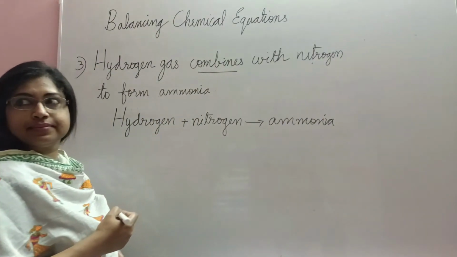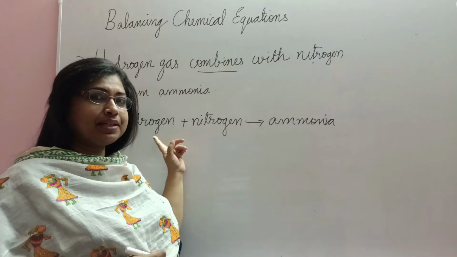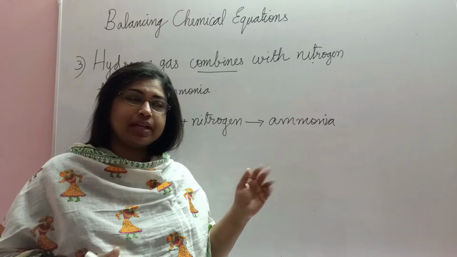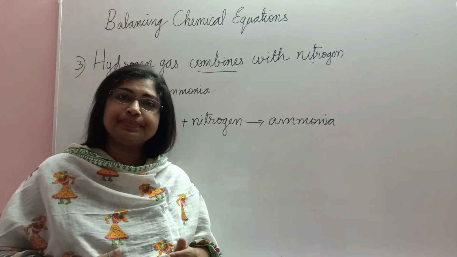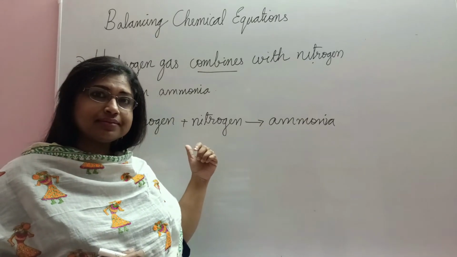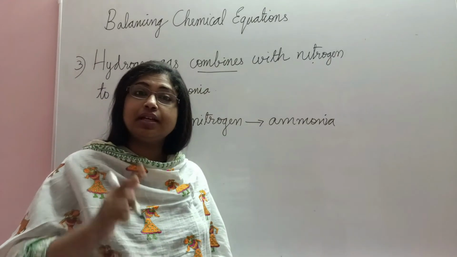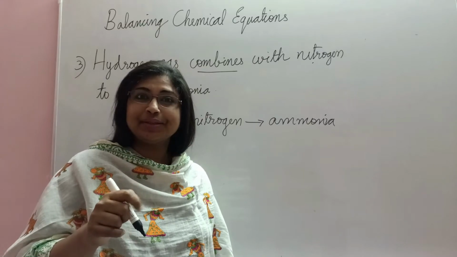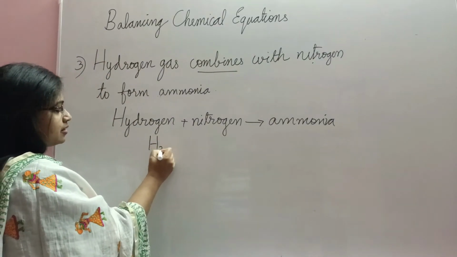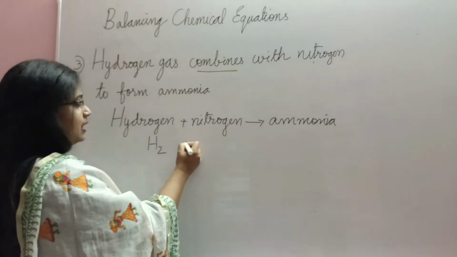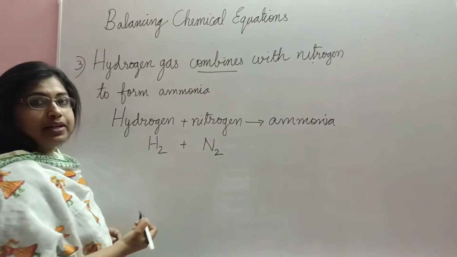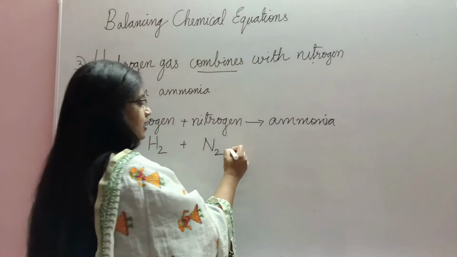Okay? Elements, these are non-metals. Hydrogen and nitrogen, these are the gases present in air. We can also combine them in the lab. Now my question is, how will I write the symbol? Hydrogen and nitrogen are diatomic molecules. So the symbol of hydrogen is H2, plus nitrogen is also a diatomic molecule. We will write it as N2.